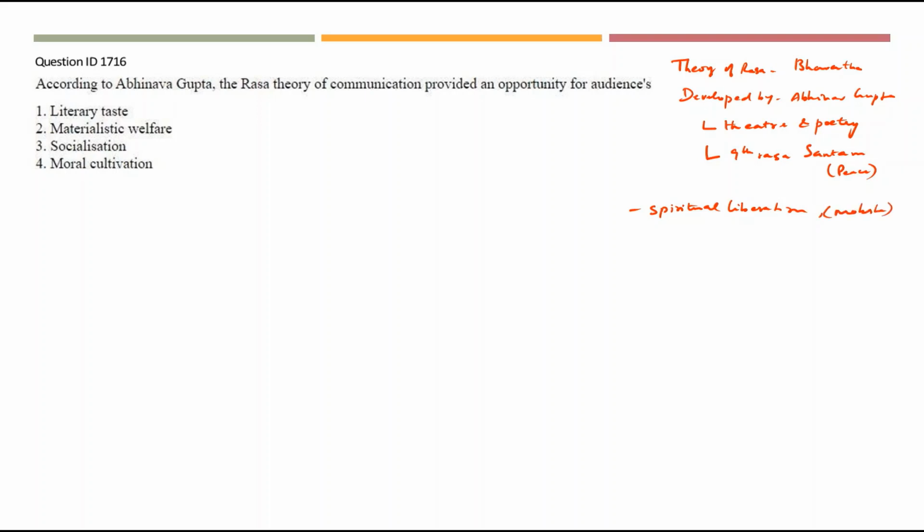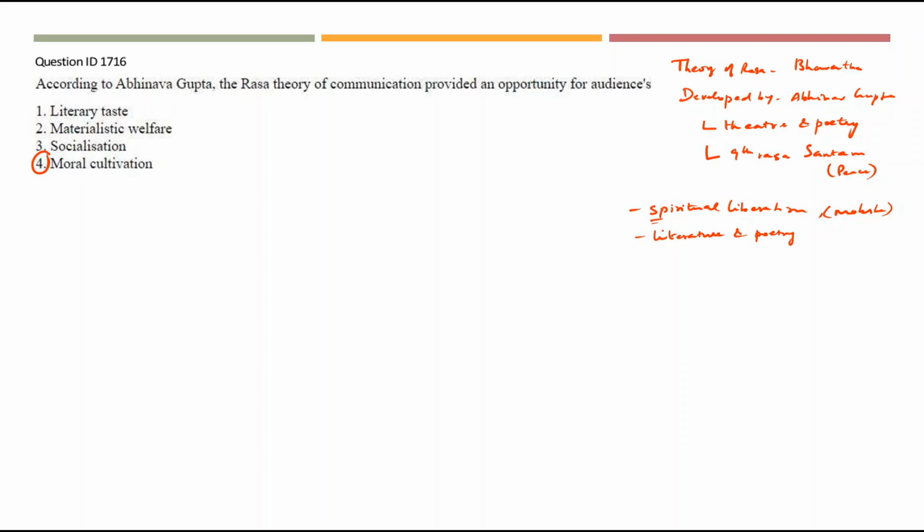This rasa can be captured via literature and poetry. The question is, the Rasa theory of communication provided an opportunity for audience: literary taste, materialistic welfare, socialization, moral cultivation. Since the Rasa is talking about spiritual liberation, we will mark option number 4, moral cultivation, to be the right answer.